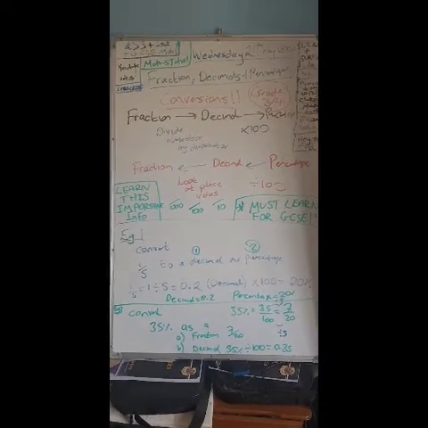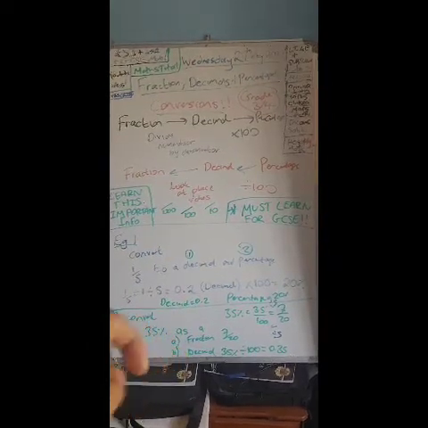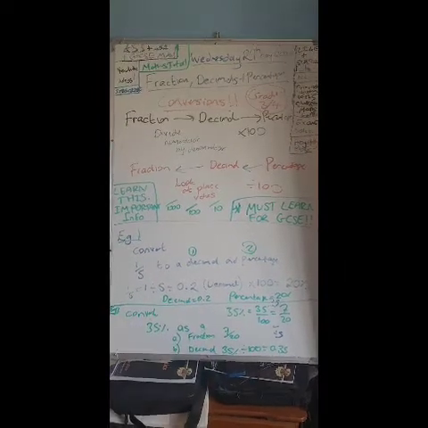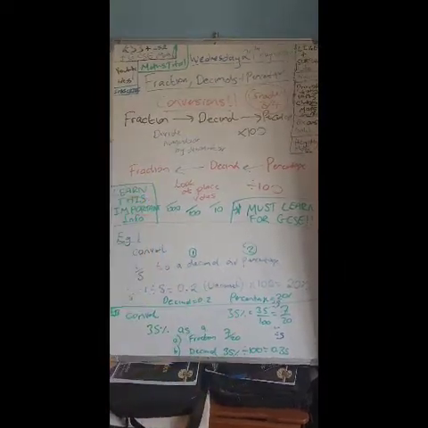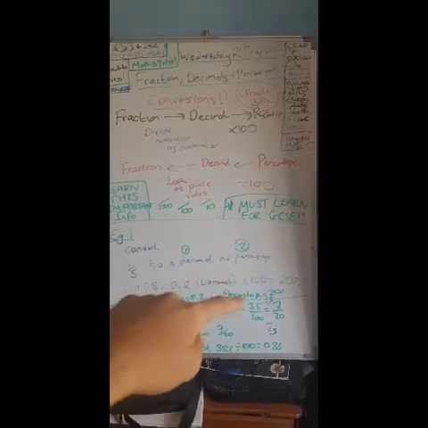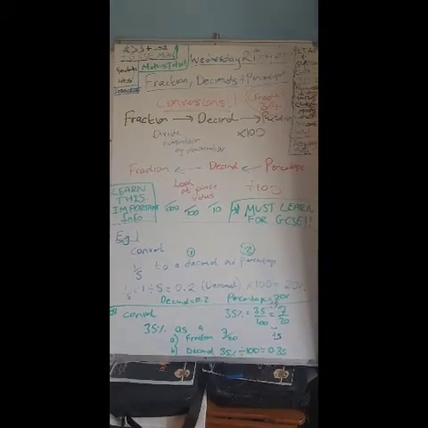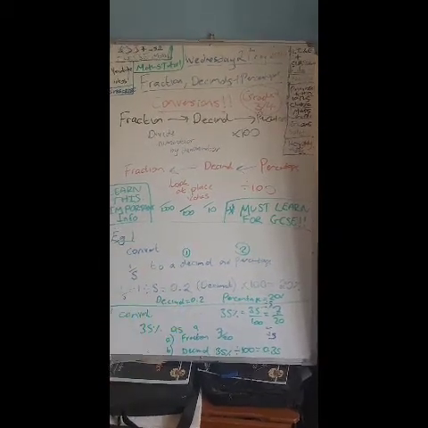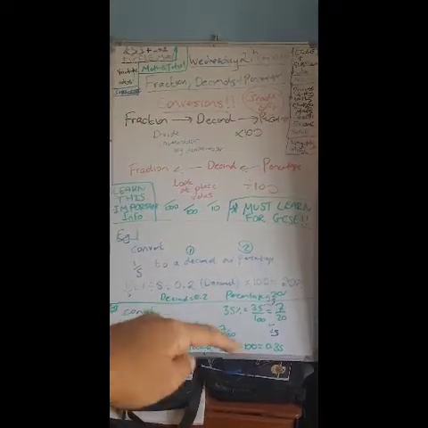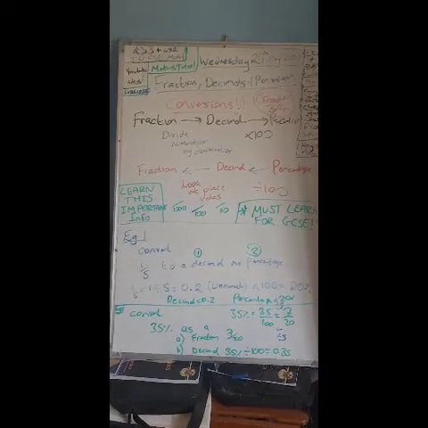Okay, example 2, guys. Convert 35% as a fraction and a decimal. So part A says fraction, part B says decimal. A percentage always means out of 100. I forgot to put it on there, but a percentage means that it's always out of 100. So 35% just means 35 out of 100, which can then be simplified to 7/20 by dividing the top and bottom by 5. So the fraction would be 7/20. And then as a decimal, working backwards, I would do 35 divided by 100, which would give me 0.35. So my decimal conversion would be 0.35.